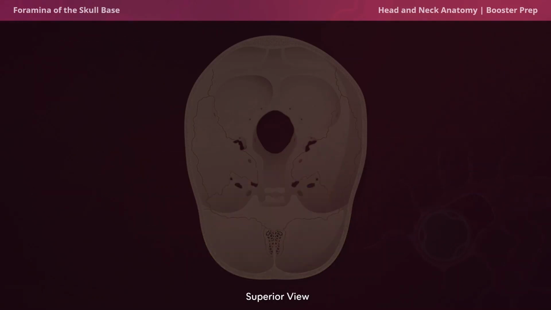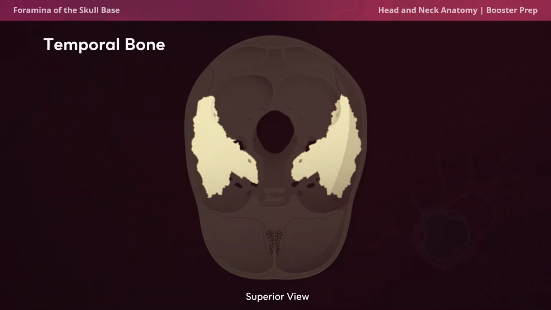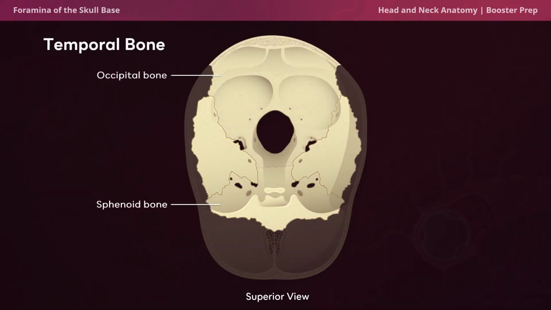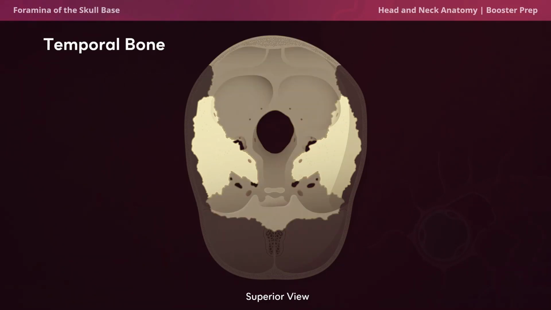Now we have our temporal bone, which lies in the middle of the base of the skull between the sphenoid bone and the occipital bone, and its foramina. Note that we are now viewing the temporal bone from a superior view. The first thing to focus on is the internal auditory meatus, which contains nerves 7 and 8.